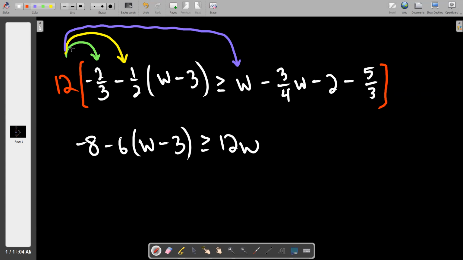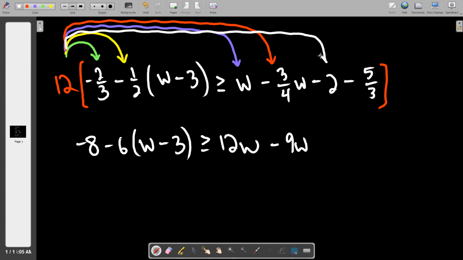And I am running out of colors here pretty soon. Red arrow goes here. And what does that equal? No, 12 divided by 4 is 3, negative 9W. And then I am officially now out of colors after this one. So when the white arrow goes across, we get minus 12 times 2 is 24. And I'll just switch back to another green one. So long green arrow all the way over here gives us minus 20. That took two steps of fraction killing, but that's okay.